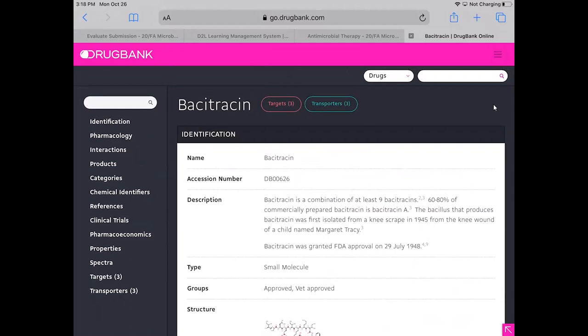I don't like memorizing these for some reason. They don't stick in my head. The only ones that do are penicillin, cephalosporins, and sulfa drugs, the sulfonamides. The rest of them fall out repeatedly.